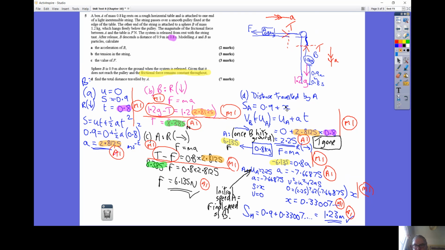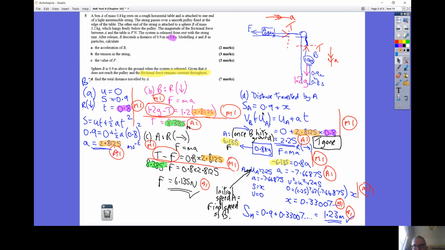The second distance we've got to work out is the distance that A travels once B hits the ground. We lose the tension and it just carries on slowing down until the friction is such that it just stops. So you've just got to picture the journey of A. It starts off being pulled along quite merrily by B until B hits the ground, and then A will carry on its own, slowing down with the string no longer taut until it just comes to a rest before the pulley.